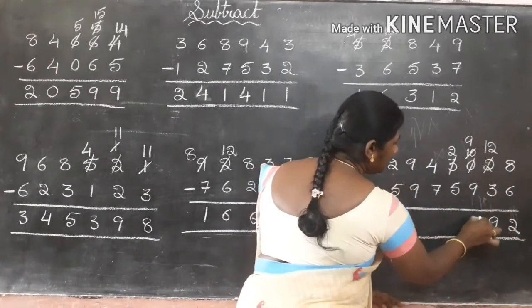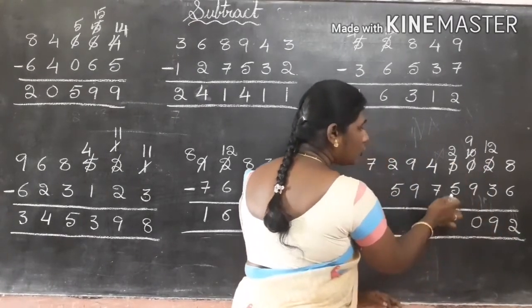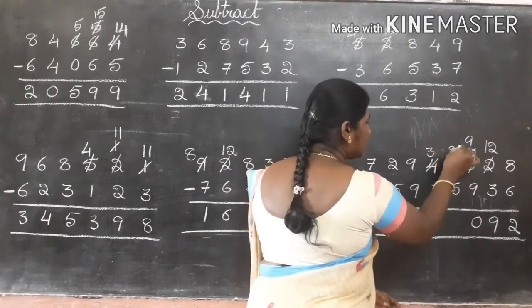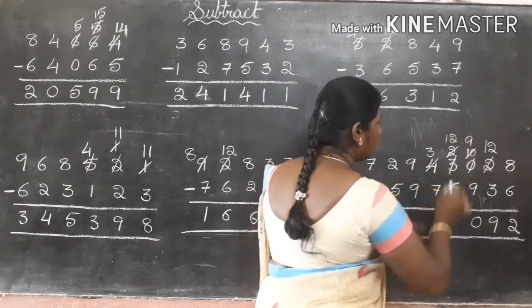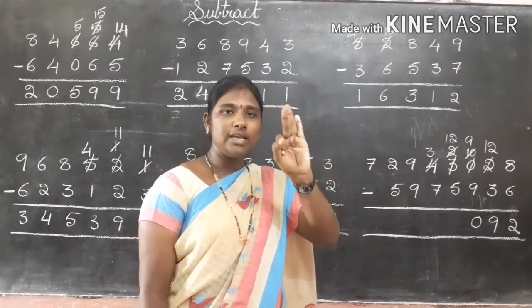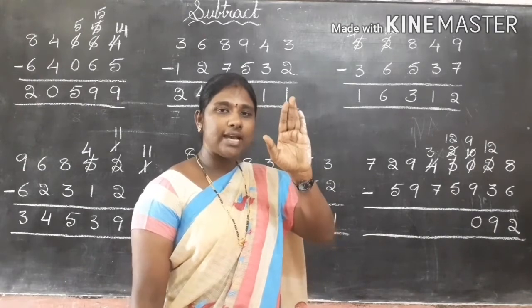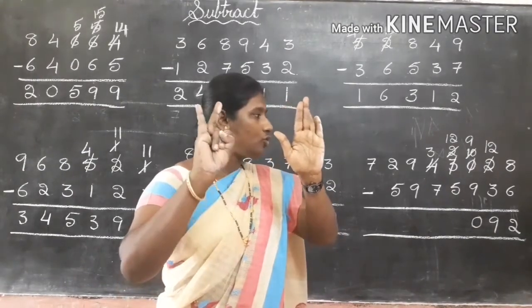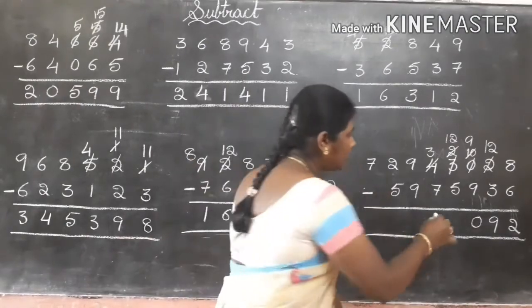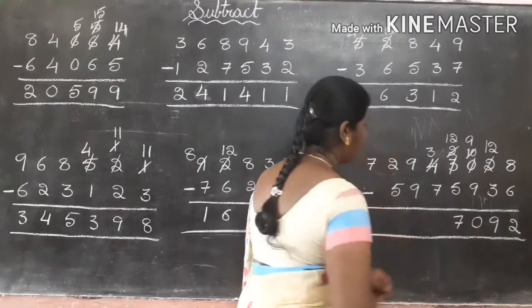9 minus 9, 0. Here 2, 3, possible? No. We have to take borrow here 2. Then here 3, this 2 becomes 12. 12 minus 5. 5 after that 6, 7, 8, 9, 10, 11, 12. How many fingers do we get? 7. So we write here 7.